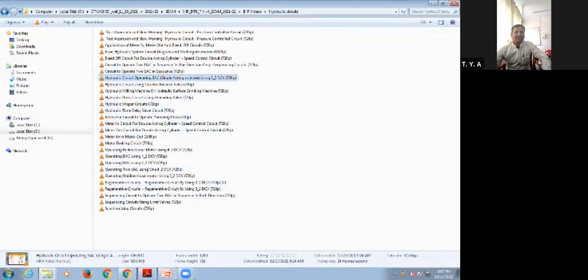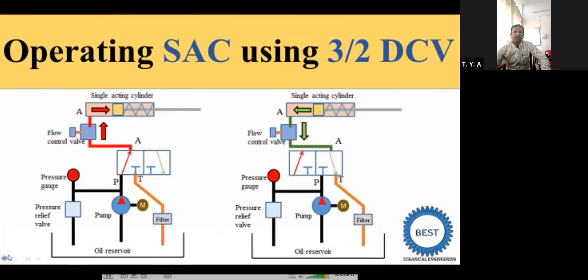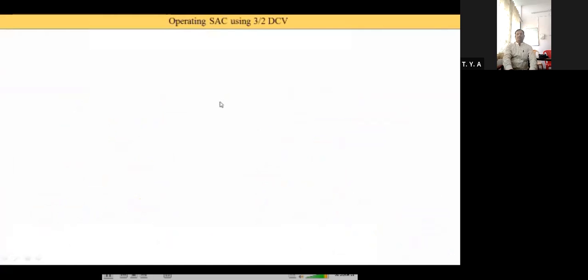Whatever I would explain regarding that point, in this video I explain the design of a hydraulic circuit. In a hydraulic circuit, SAC, single acting cylinder, is used as the actuator, and this single acting cylinder is operated by using the 3x2 DCV. DCV means directional control valve. After watching this video, you can clearly understand the design of a single acting cylinder using a 3x2 DCV, because I show you the different animations.